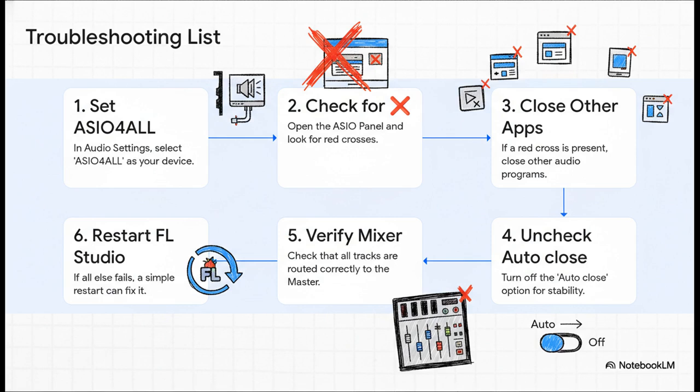3. Uncheck auto close to keep it stable. 4. Verify your mixer routing. And 5. Well, step 6 here is the classic. Just turn it off and on again. You know the drill. This list right here will solve your problem 99% of the time.